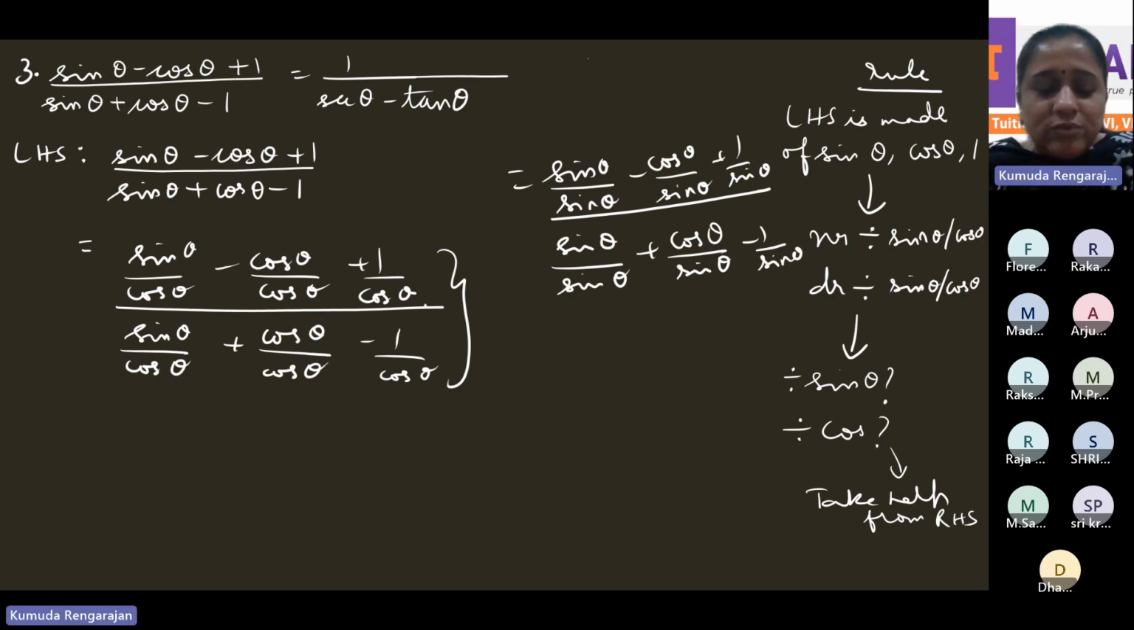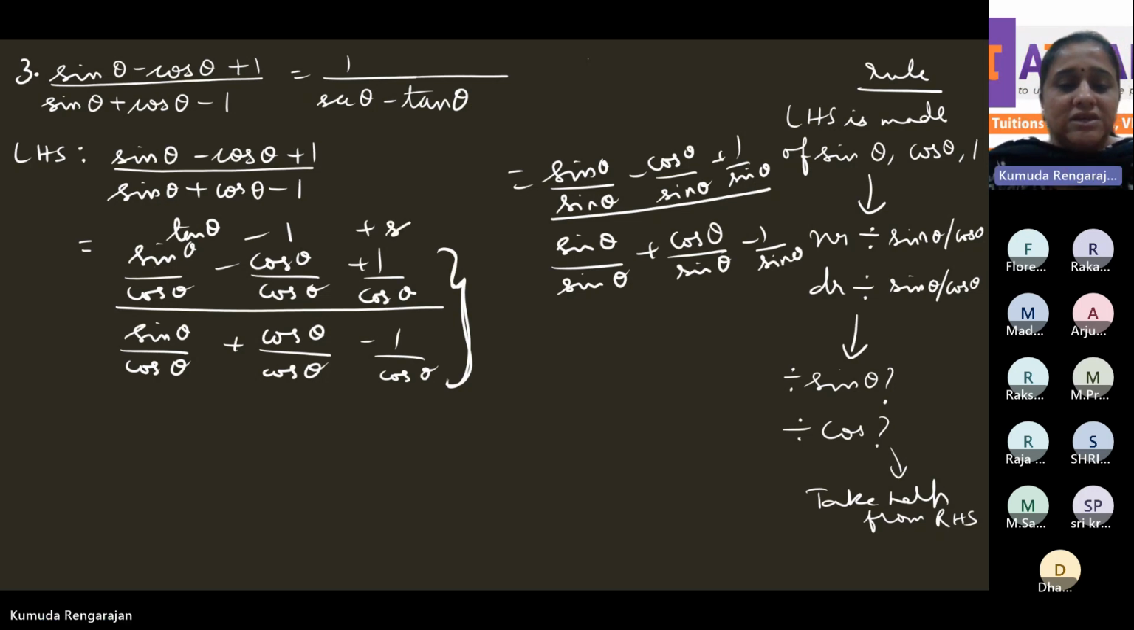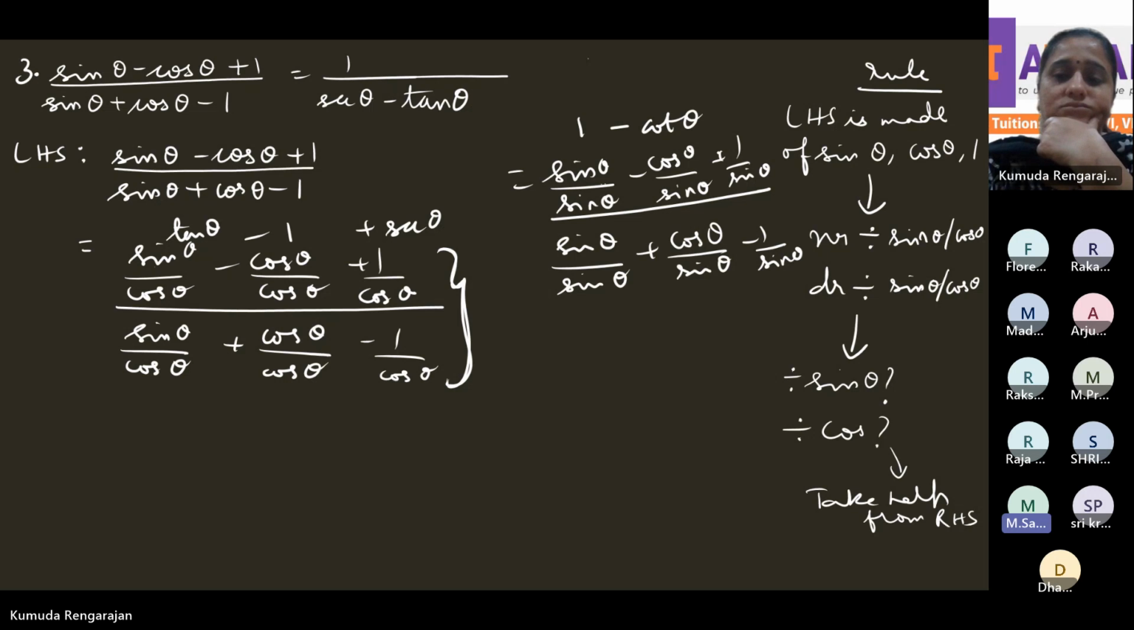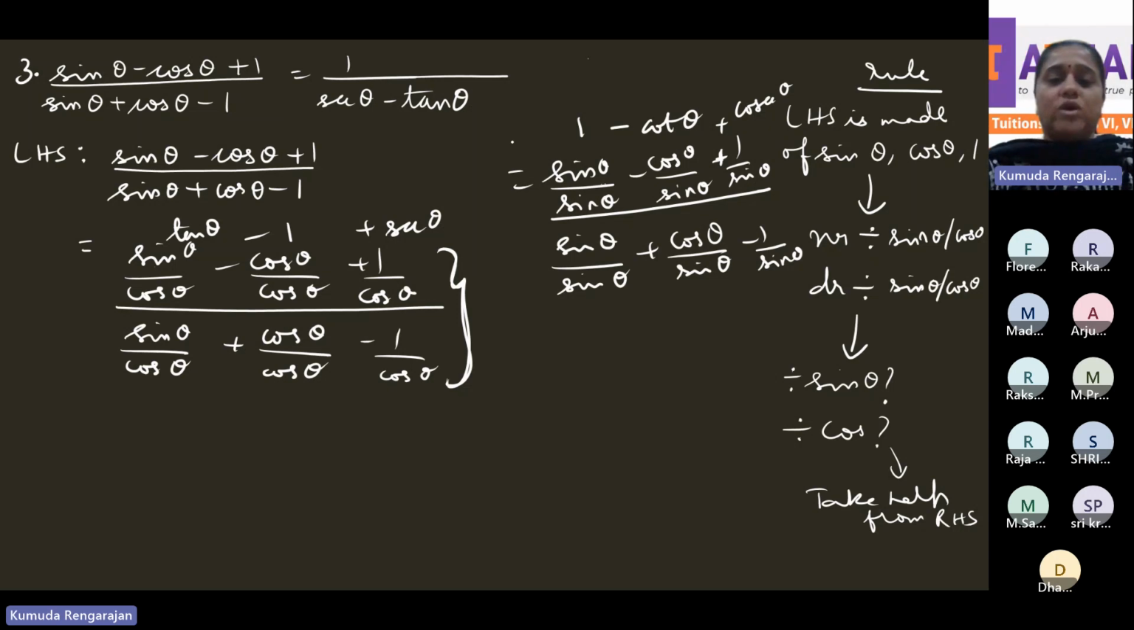Now, simplify this. What will you get? You'll get tan theta minus 1 plus secant theta, correct? And in the denominator you get 1 minus cot theta plus cosecant theta. So when we divide the numerator and denominator by sin theta, it converts to the ratios cot and cosecant.